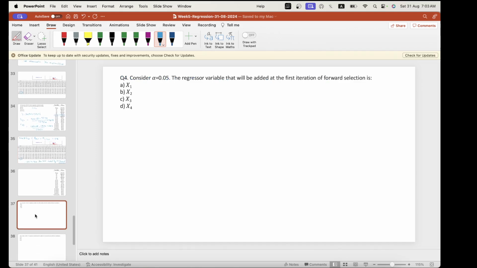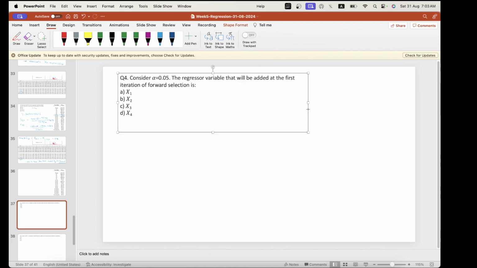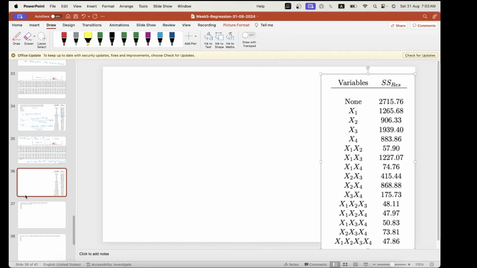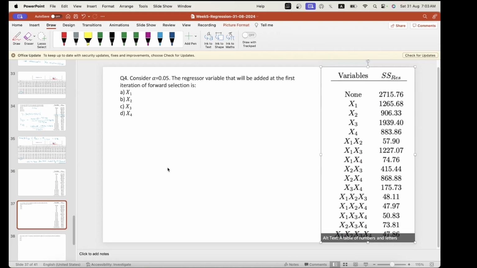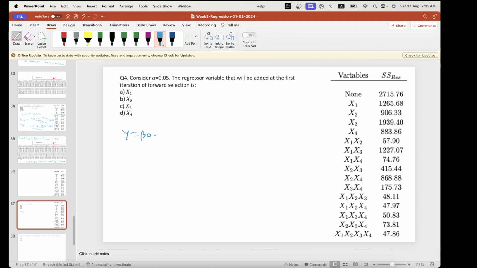So now we have been asked that, let's say we have an intercept only model. The regressor variable that will be added at the first iteration of forward selection, what would be that? Okay, so let us just pull it up here. So now, initially we have y equal to beta naught. Okay, and now we want to find out whether we should include x1, x2, x3 or x4.